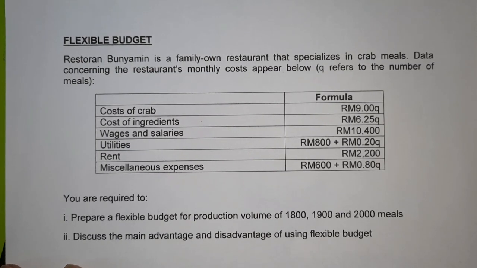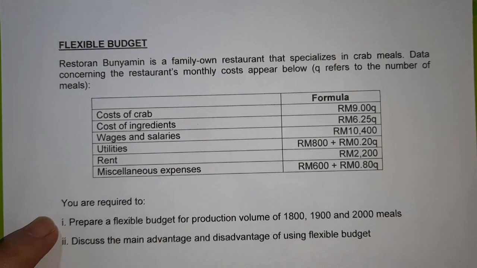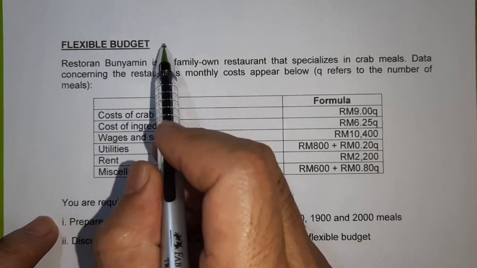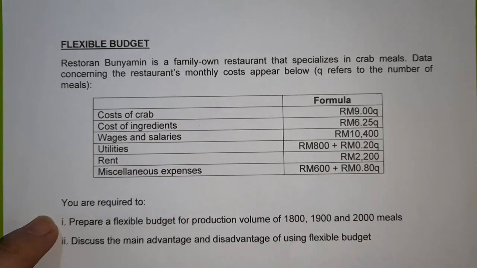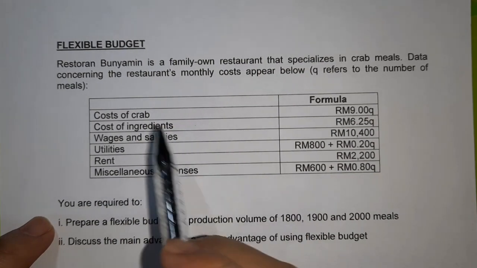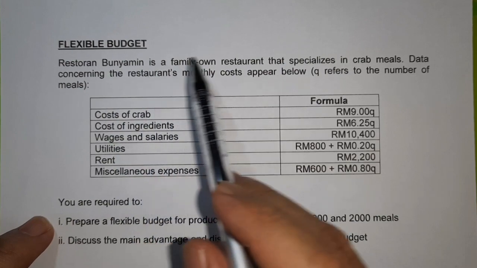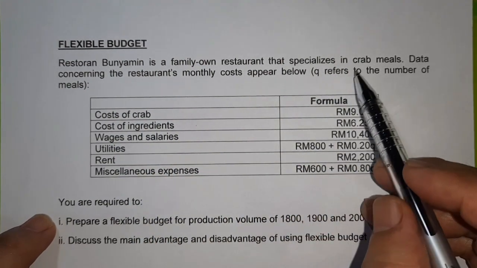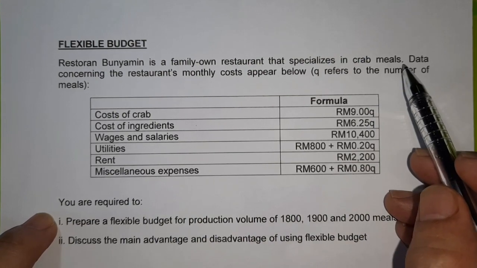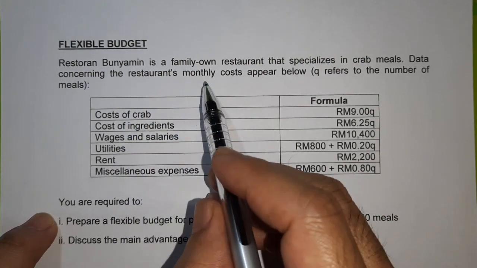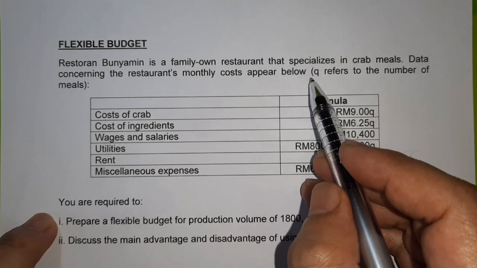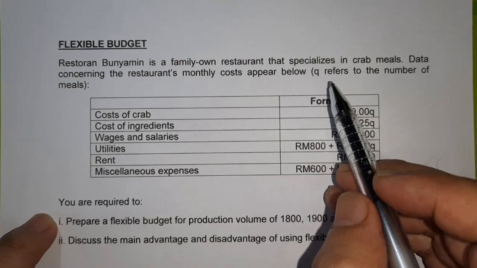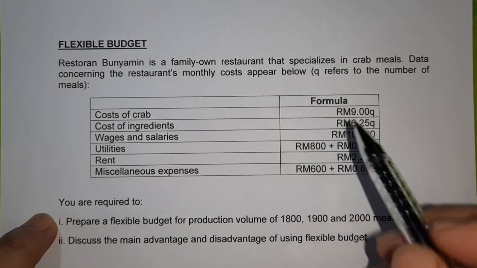Hi everybody, in this video I will show you a sample question related to a flexible budget. Okay, let's see the question. Restaurant Bunyamin is a family-owned restaurant that specializes in crab meals. Data concerning the restaurant's monthly cost appear below. Q refers to the number of meals or the number of production.